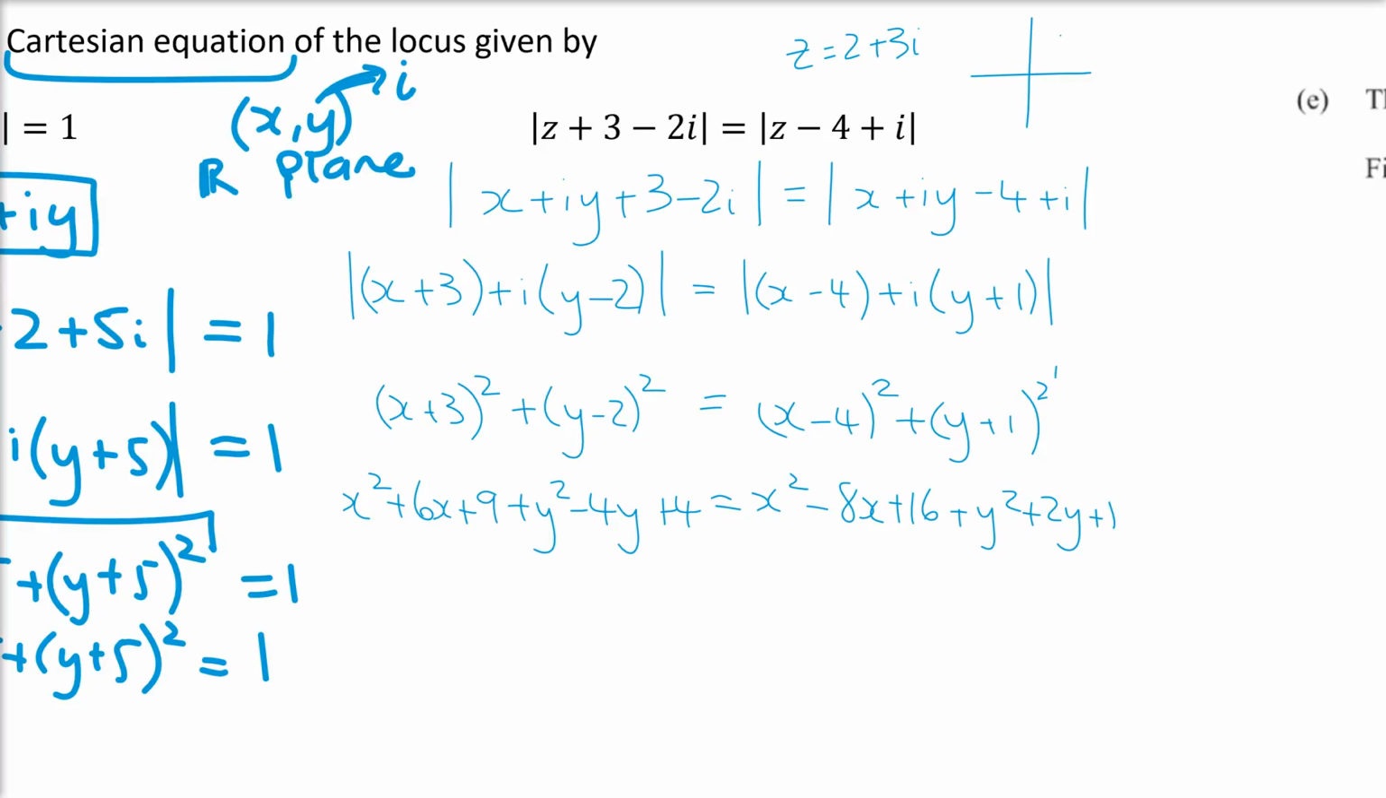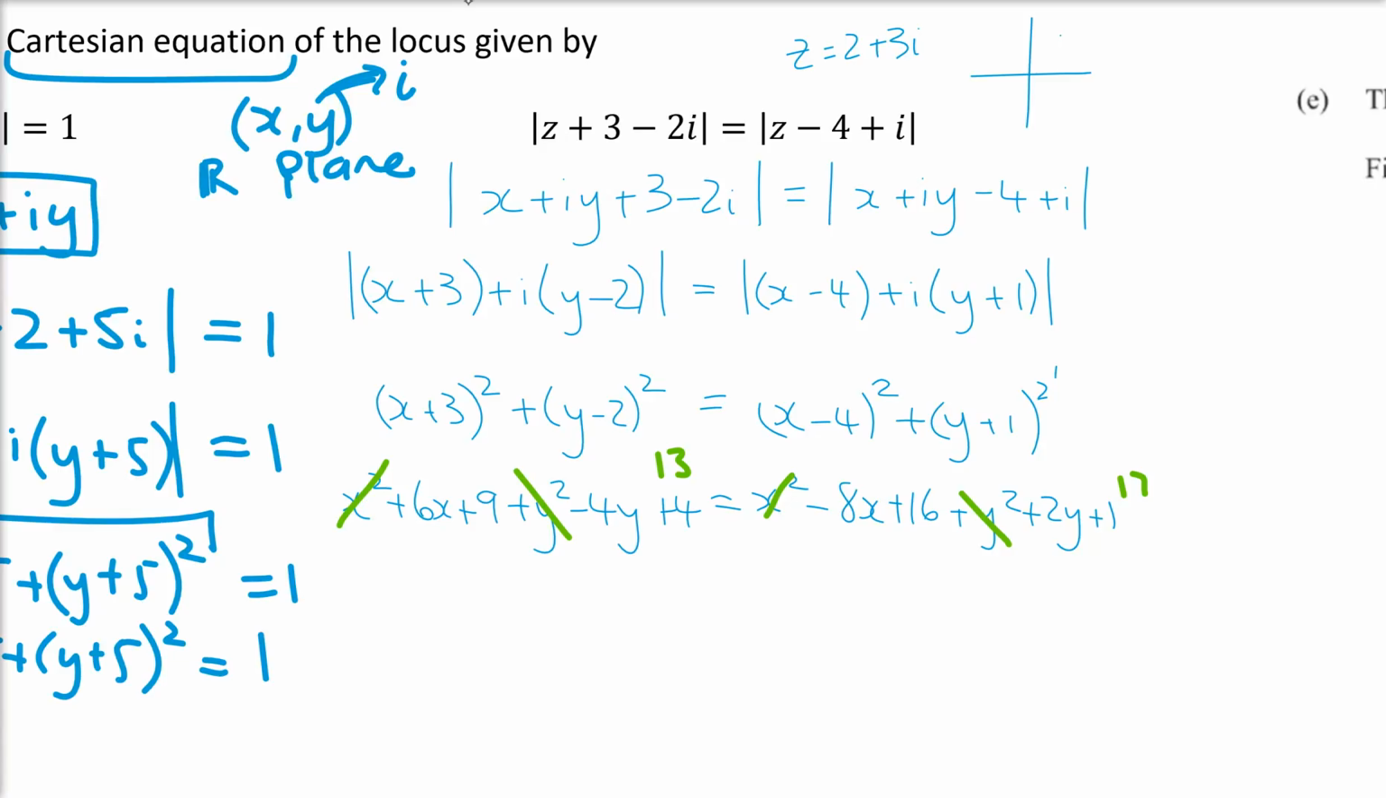You happy with those brackets expanded? What now happens is I can go, well, that one and that one cancel. This one and this one cancel. 9 and 4 is 13. 16 and 1 is 17. I've just done that to help me with my numbers.